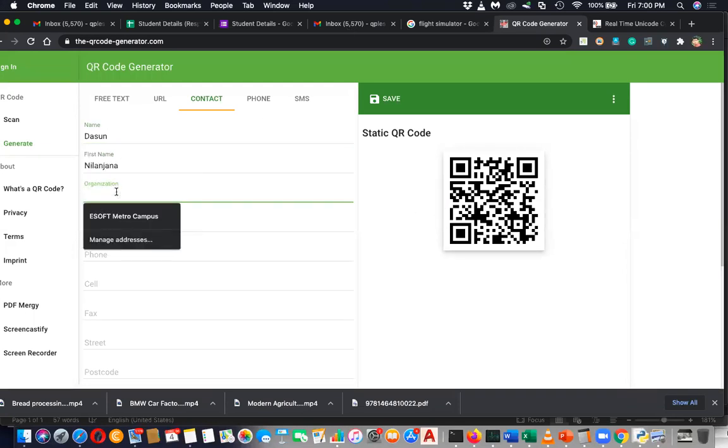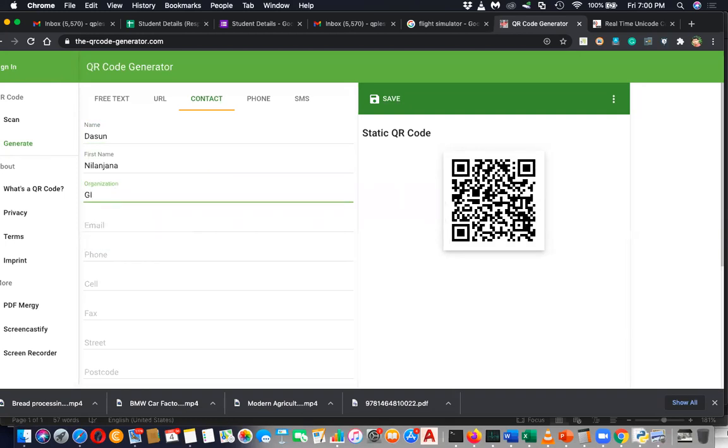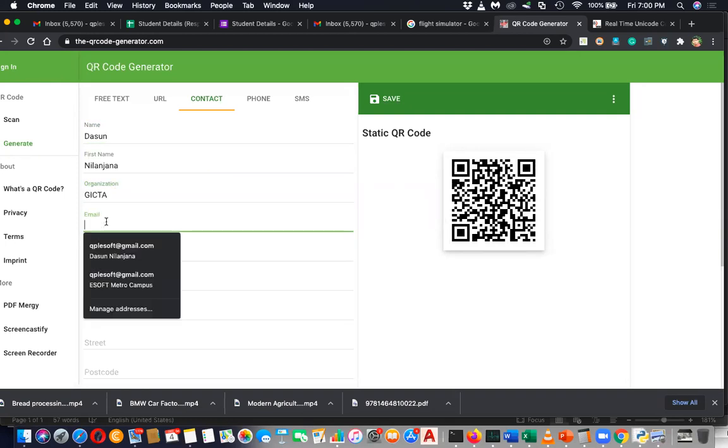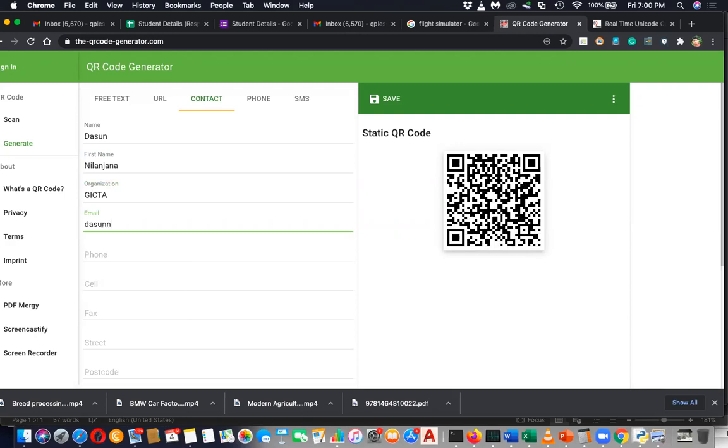An organization, let's say, an email. When I add information, it will be stored in this QR code. Later, you can scan this QR code.